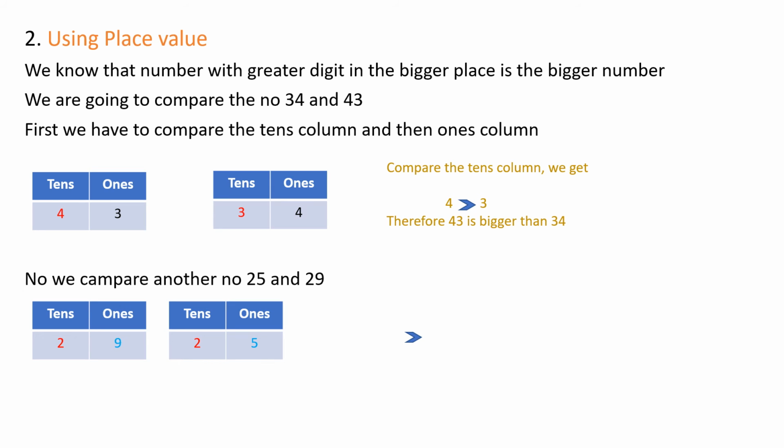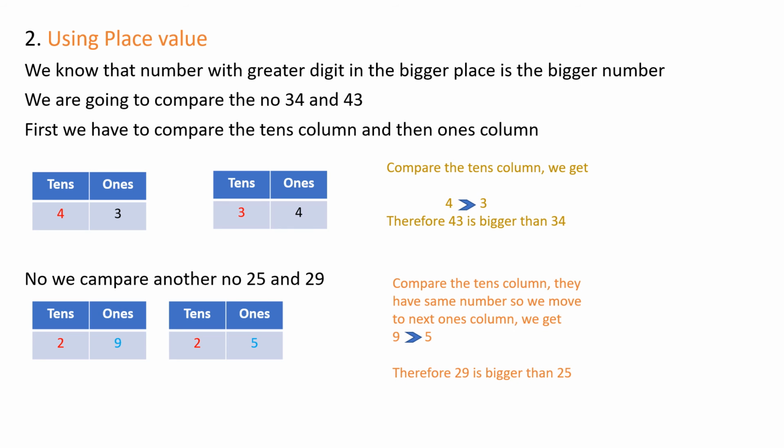As we have learned earlier, since it is a two-digit number, we have to compare the tens first. But since they have the same number, we cannot compare because they have the same value. So the next highest place value is ones. Now we are going to look at the ones. We have 9 and 5. 9 comes after 5. Therefore we can conclude that 9 is greater than 5. So we can conclude that 29 is bigger than 25.